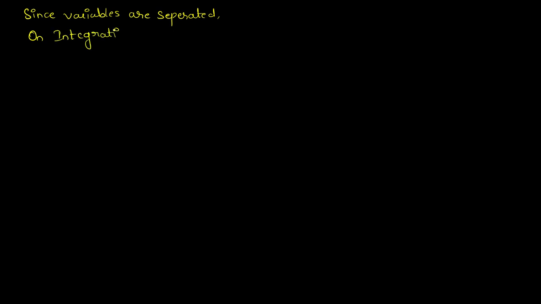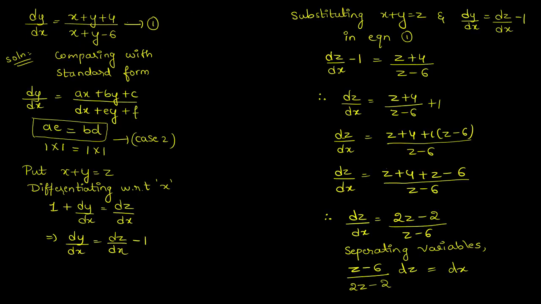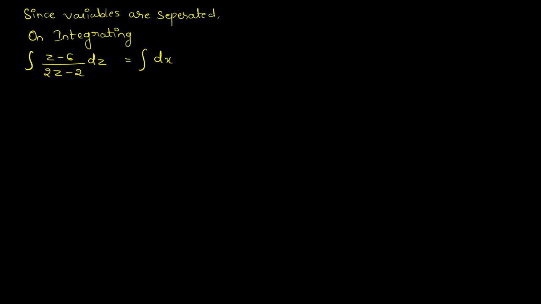We are going to apply integration on both sides. That is, the integral of (z minus 6) divided by (2z minus 2) dz equals the integral of dx. So this is how we get the integration. Now you can see here that 2 is common in the denominator, so we can take 2 common.